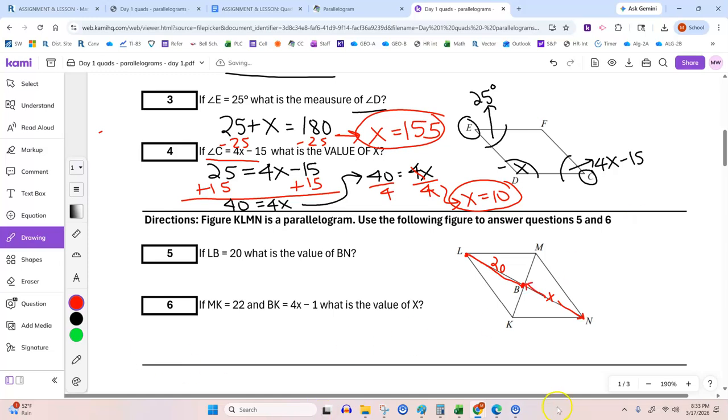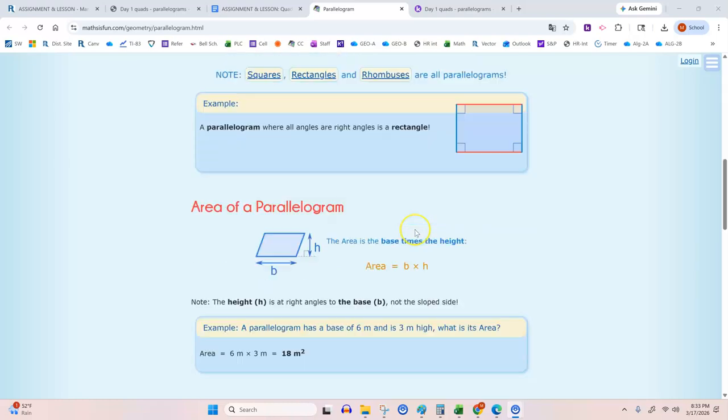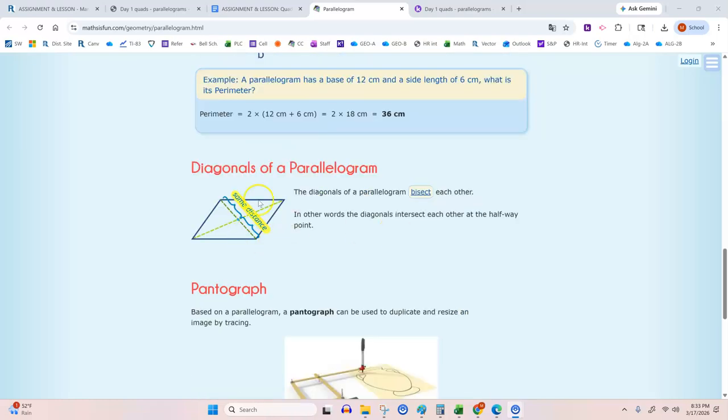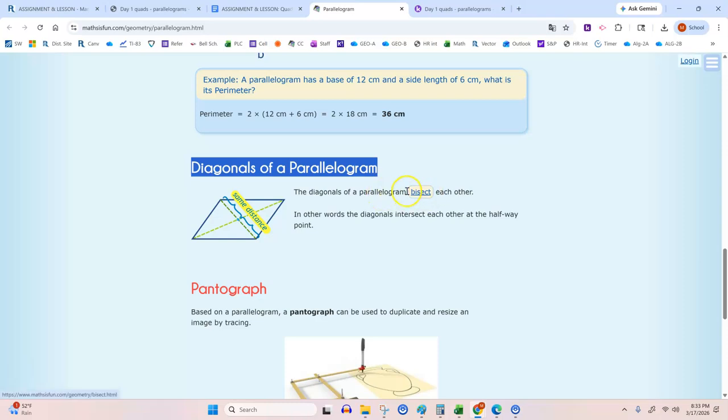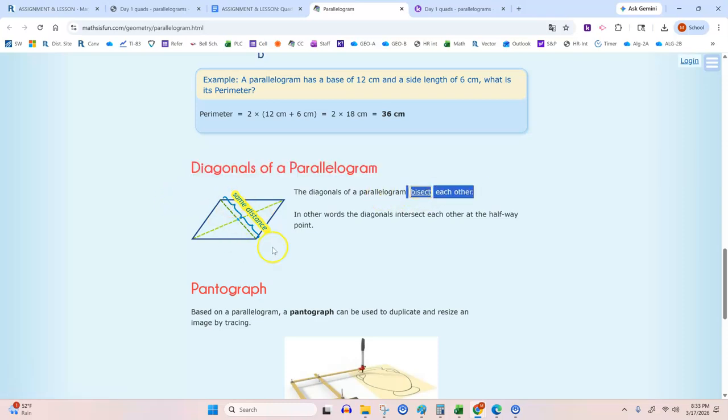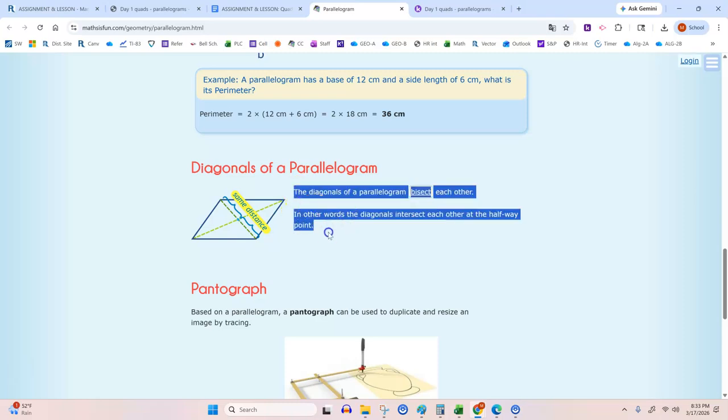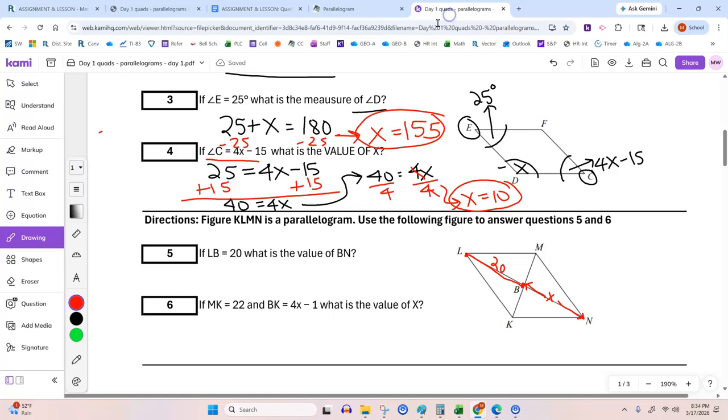Well, if we go back to the website again, what we see down here is that the diagonals of a parallelogram bisect each other. They cut each other in half. Okay, so make sure you read this and translate it if you need to. So that means that this part right here is the same distance as this half. And this half is the same distance as that. So let's use that to solve our problem.